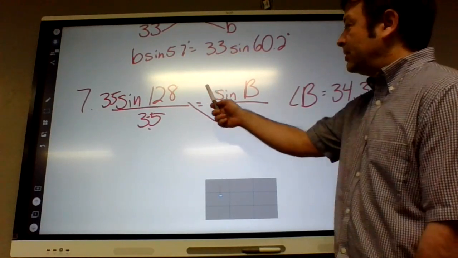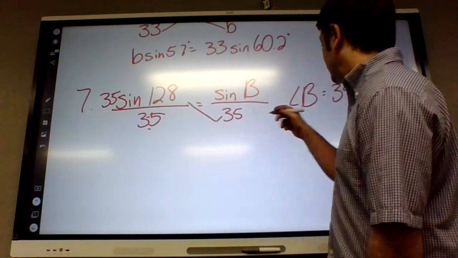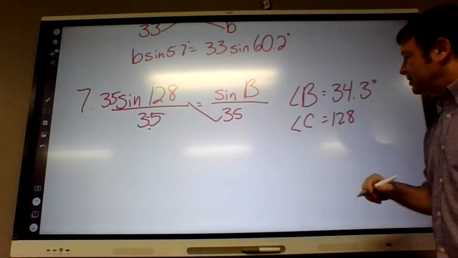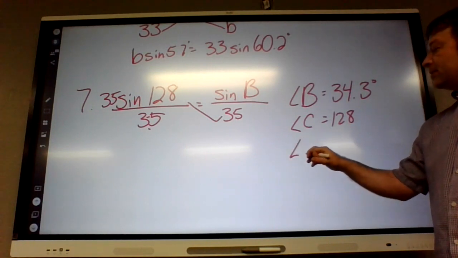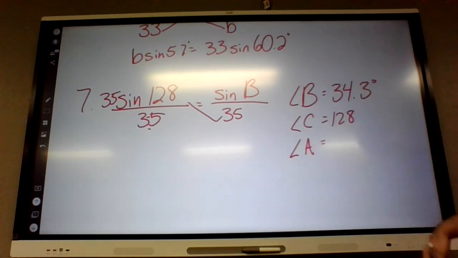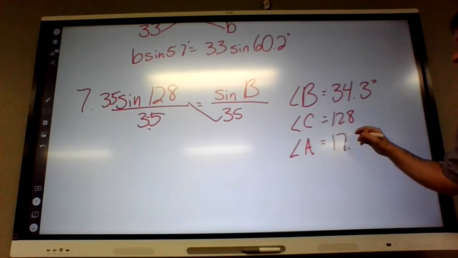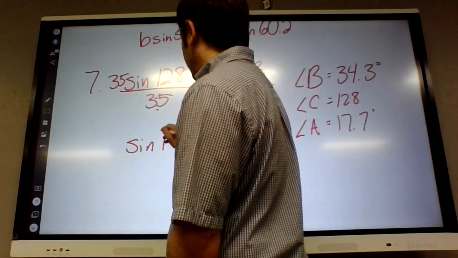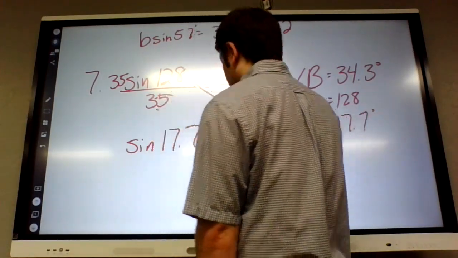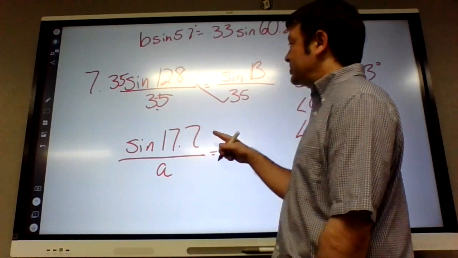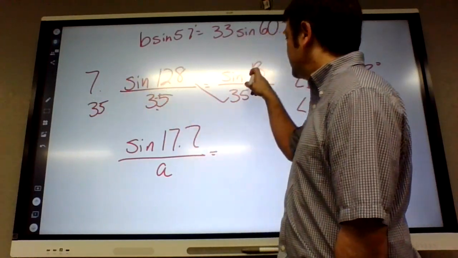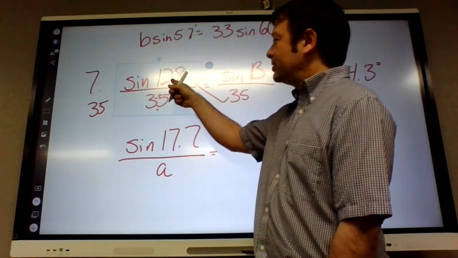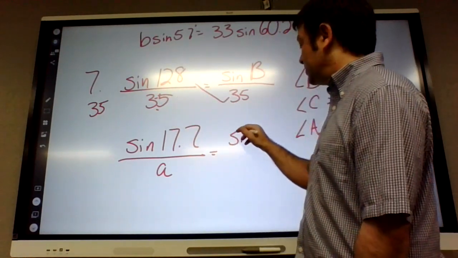Angle C, they already told us, was 128. So angle A would have to be 180 minus those two. Let's see, what's that? 162.3, so 17.7. So sine of angle A over side A should equal sine of, I could actually use either of these since I know angle B now, but I'll use the exact one. Sine of 128 over 35, I'll use that one again.